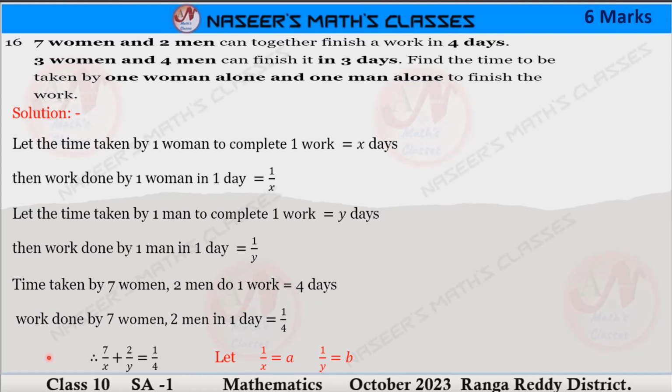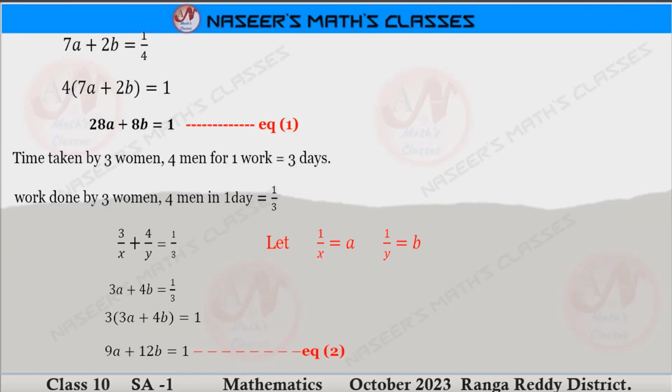Then we can write the work done by 7 women and 2 men in 1 day is equal to 1 by 4. This can be written as 7 by x plus 2 by y is equal to 1 by 4. Now we have to reduce this equation by replacing 1 by x with a and 1 by y with b. Then the above equation is written as 7a plus 2b is equal to 1 by 4.